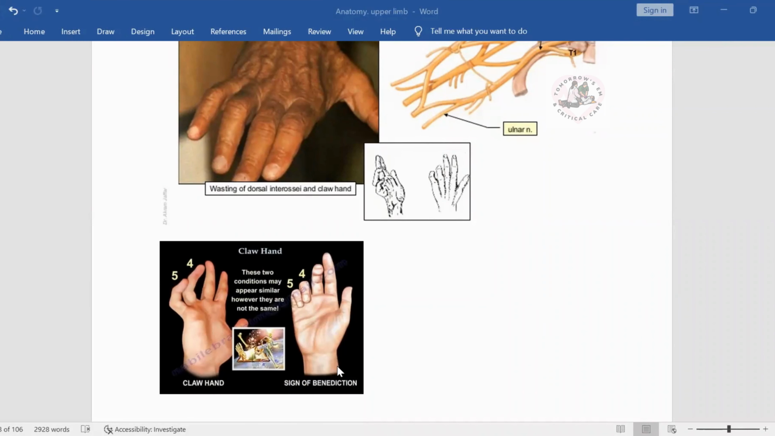So sign of benediction happens due to distal lesion of the median nerve. True or false? False. Sign of benediction, or bishop blessing, or Pope sign, is caused by a mid or upper arm lesion of the median nerve. True or false? True. This sort of claw hand is caused by a proximal lesion of the ulnar nerve. True or false? False. Okay. Clear? So that's it.